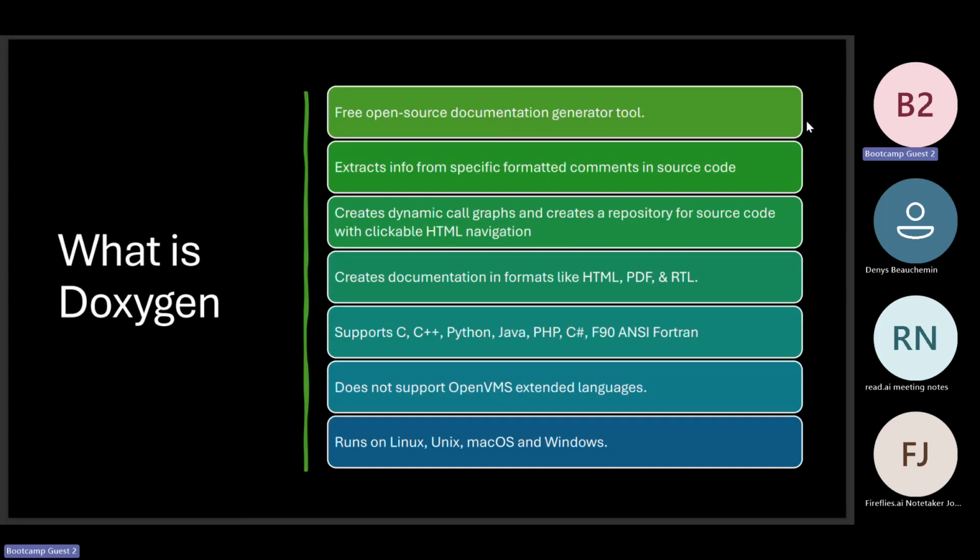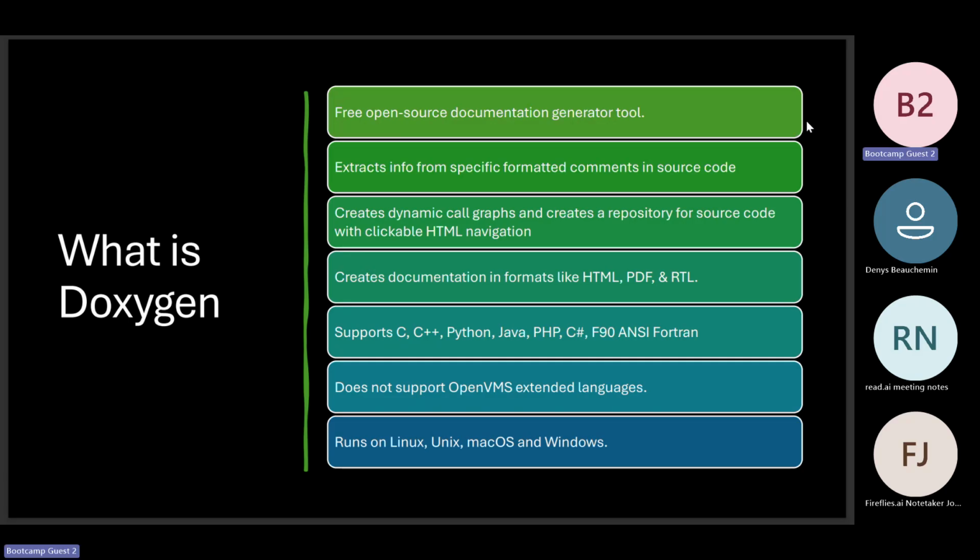Now we talk about Doxygen. I guess I got it in the wrong order. So it's a free, open source documentation generator tool. You can download it and install it. I don't know that it's going to install on VMS, but it'll install nicely on Linux and other places. John Reagan made a version for VMS, but it's not out of the box.